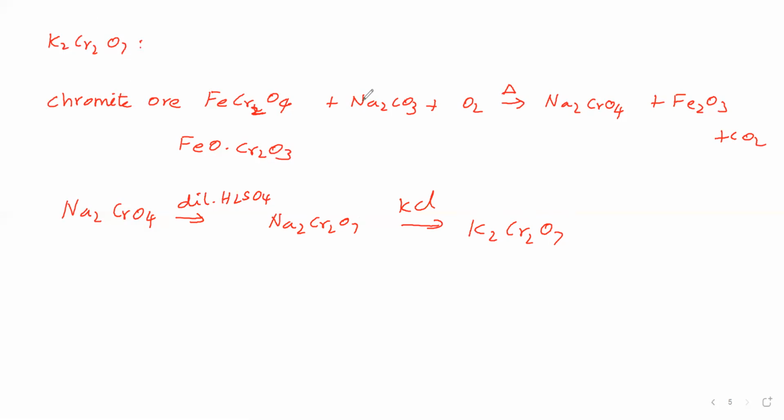Chromite ore is treated with sodium carbonate and potassium carbonate. This chromite ore is mixed and melted. Then oxygen, that is air, is passed. In this chromite ore, chromium becomes sodium chromate, ferrous oxide becomes ferric oxide, and carbonate becomes carbon dioxide. Then dilute sulfuric acid solution is added. Sodium chromate becomes sodium dichromate. Then potassium chloride solution is added into this. We get potassium dichromate. On crystallization, we get potassium dichromate crystals.